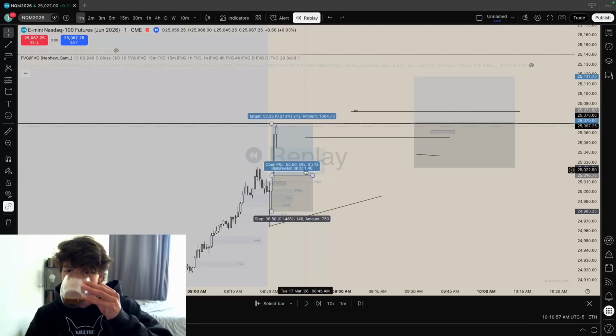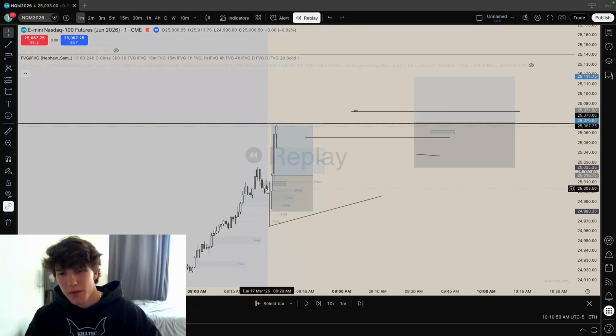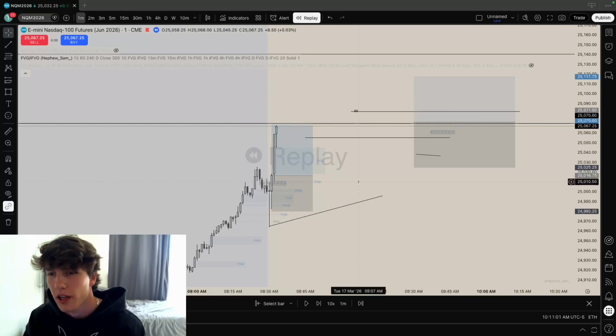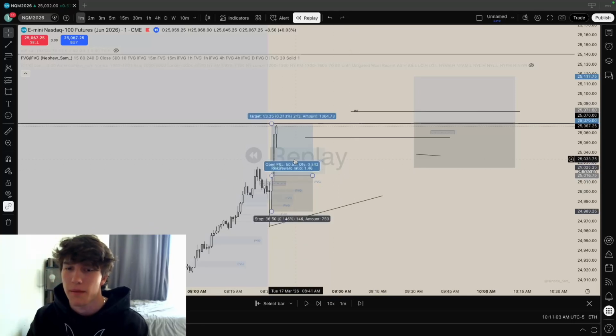Again, pre-market fair value gaps being inverse when market opens could just be manipulation to stop people out.